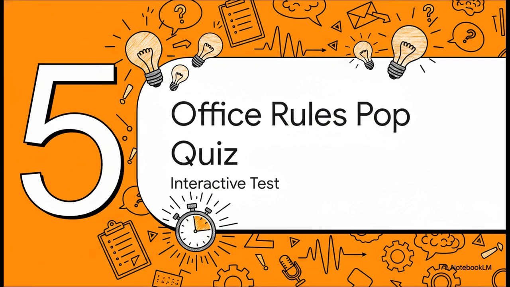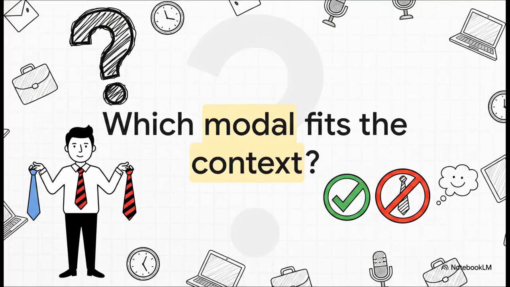Section 5. Office Rules Pop Quiz. Time to test that new knowledge. All right, team, rapid-fire recall challenge to make sure this sticks. Scenario 1. You blank wear a tie, but you can if you want. Think carefully about our negative twist. Are we talking about a strict, non-negotiable ban or something wonderfully optional?